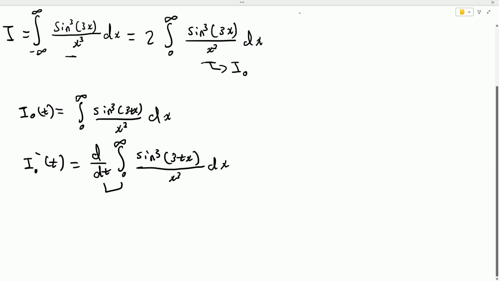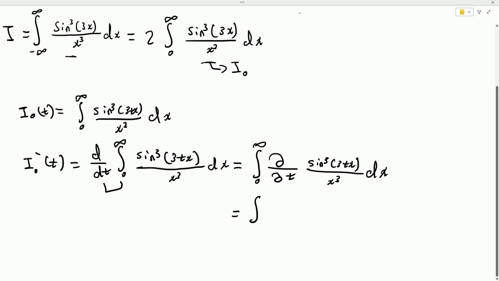Now we switch up the order of the integration and the differentiation operators, and we're going to get the integral from 0 to infinity of the partial derivative with respect to t, because we have two variables, x and t. Of course, we are only differentiating with respect to t, of the same function, which is sine cubed 3tx by x cubed dx. And now let's see. We have 1 by x cubed, and 1 by x cubed is treated as a constant.